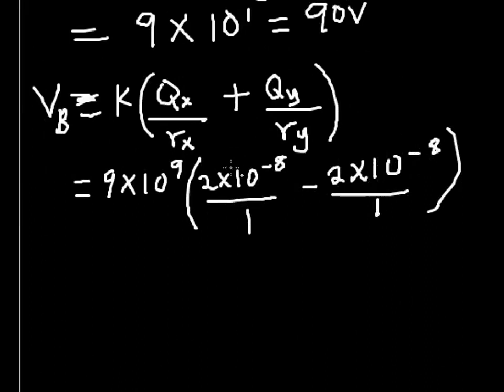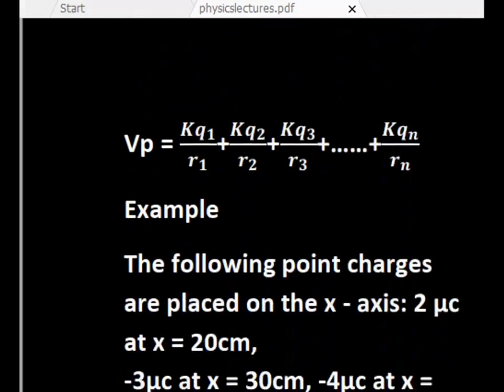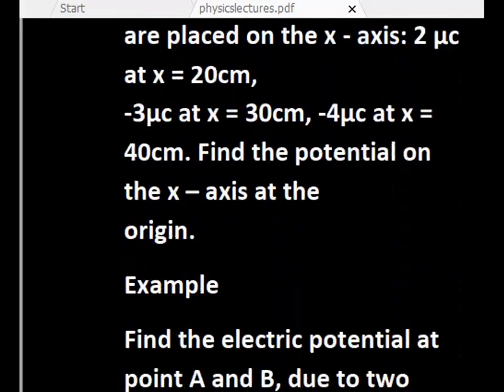This divided by 1 gives me this, so this minus this is 0. When you subtract them, they are the same, it will give you 0. And 0 multiplied by this is 0. So the potential at B is simply 0 volts. I hope that is well understood. That's electric potential, right? So now let's go to the next subtopic.